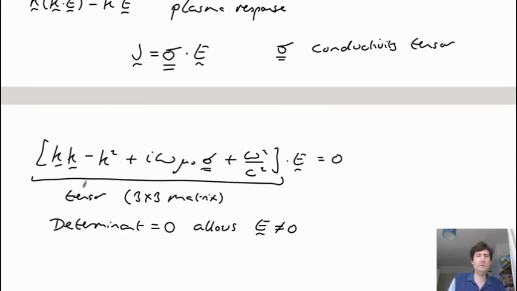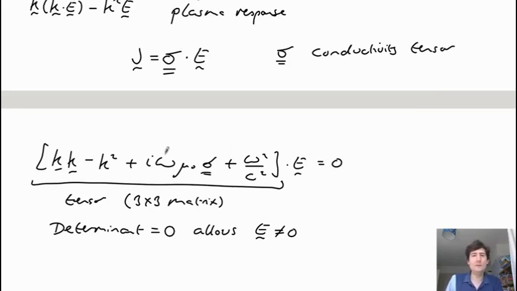Because only if the determinant is 0 can this not be inverted, and so we can't move this to the right side and just get E equals 0. So that's a condition for having a wave. This is generic, it only depends on Maxwell's equations. The plasma physics part comes into this sigma.